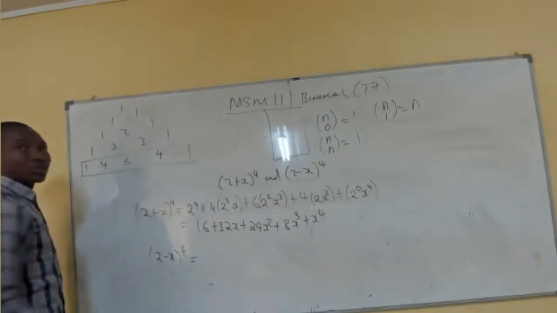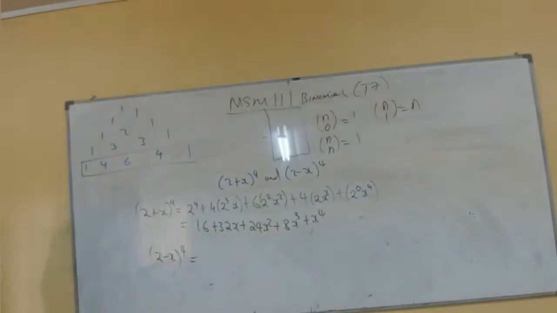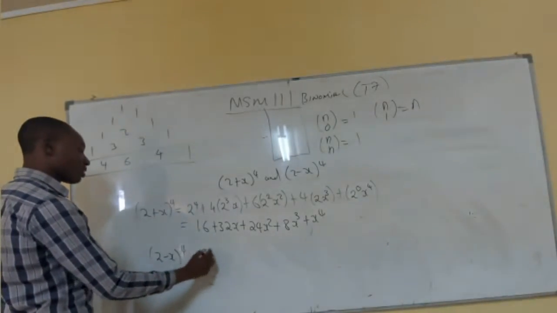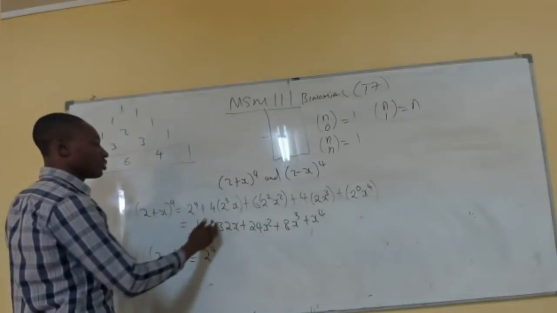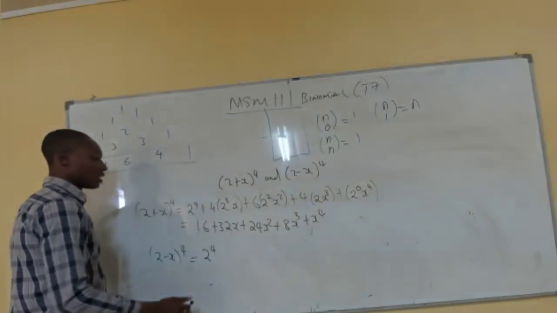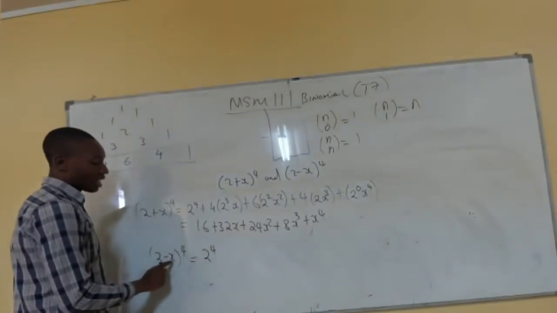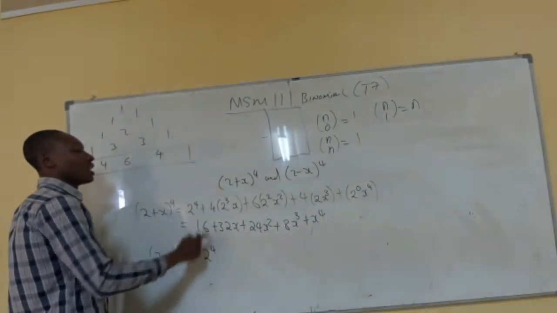Okay, so this is not different from the other one. 2 minus x to the power 4 is not so different. The coefficients will remain the same. So we have the first one as 2 to the power 4. Now we're going to simply make the x negative instead of positive, because these look almost exactly the same. The only difference is the x. So the x would be negative throughout.